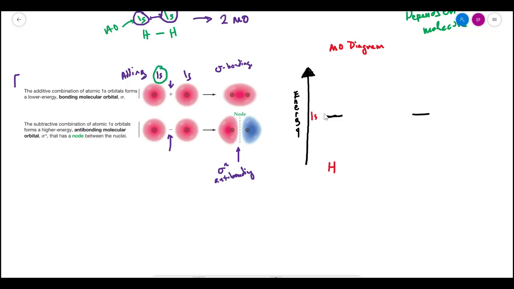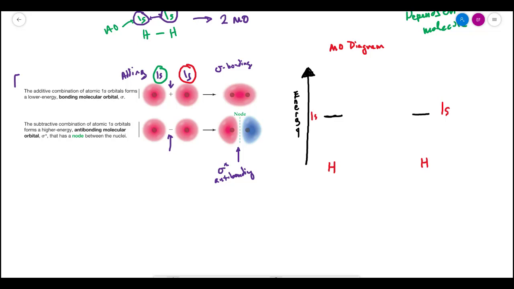So just thinking about this, this is the physical orbital, this is its energy for this atom, the one on the left. And then similarly, for the other hydrogen atom that we want to bring together, we have its 1s orbital over here. So that is referring to the 1s orbital of the second hydrogen atom.